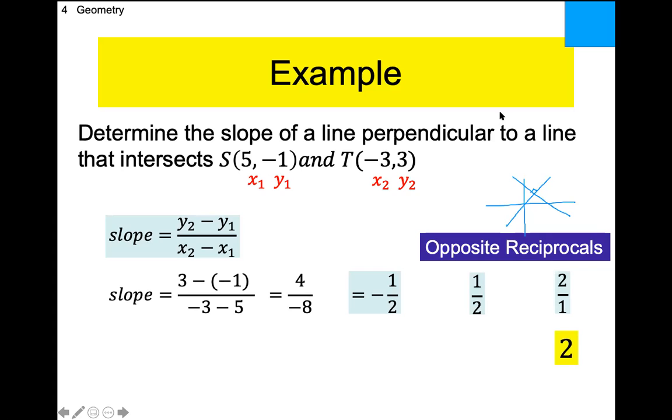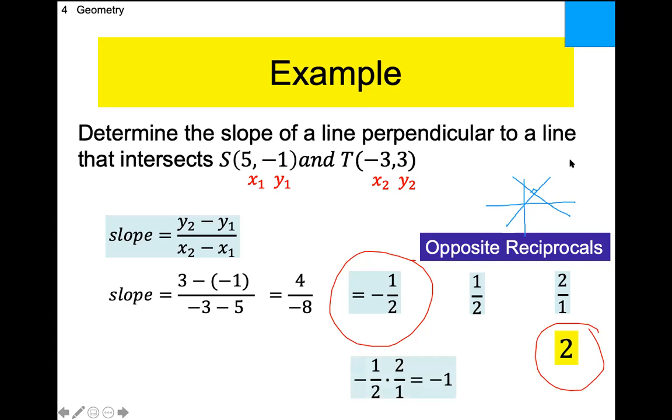Now, remember, the theorem doesn't say anything about opposite reciprocals at all. It says that if you take the two slopes, let's see, what are the two slopes? Well, one of the slopes is negative a half, and the other slope is a 2. And supposedly, if we multiply those together by that theorem, we should get negative 1. And in fact, we do when we multiply them together.